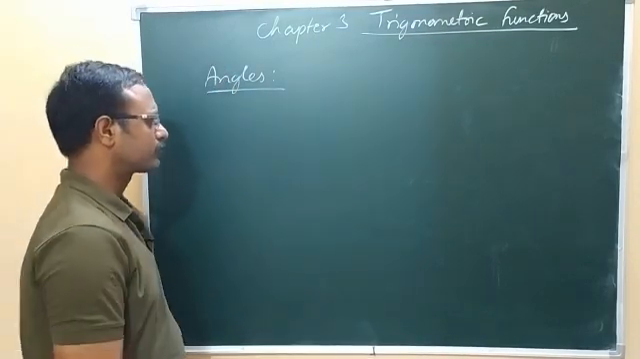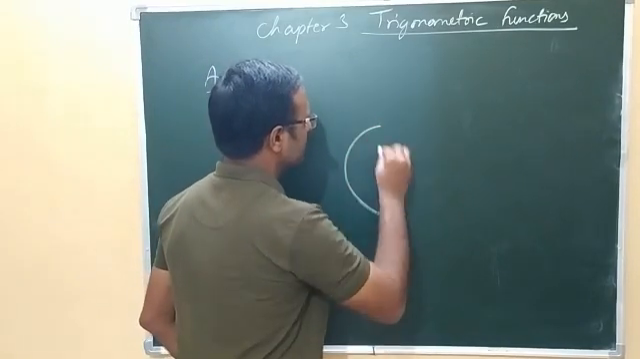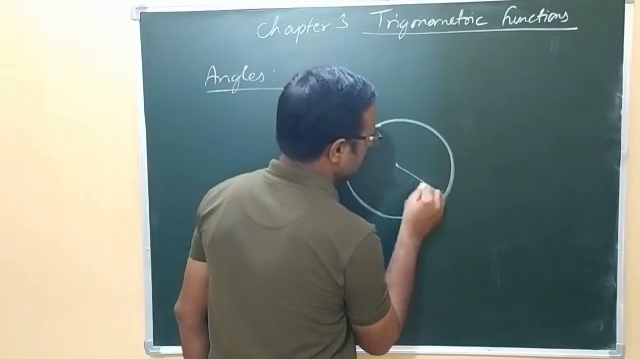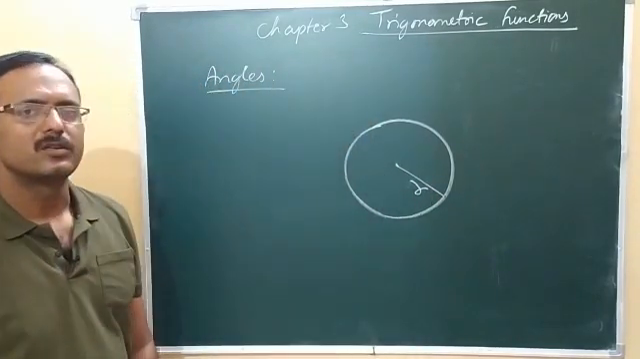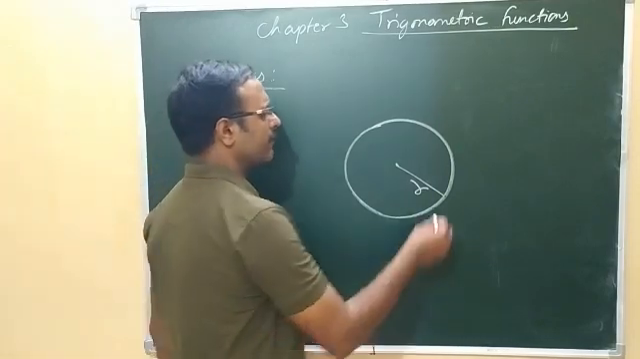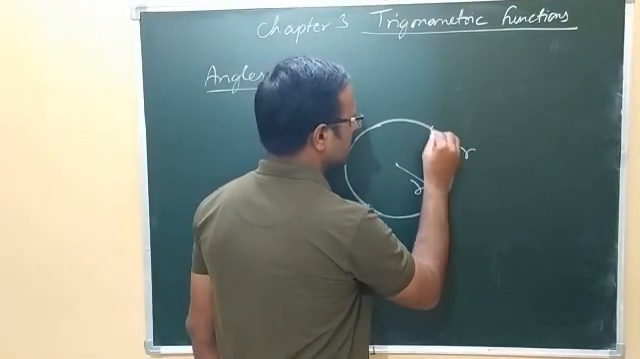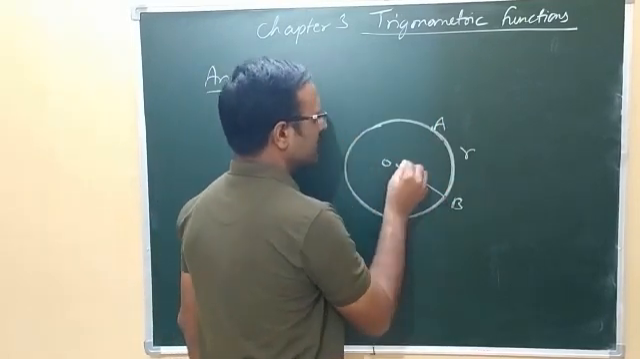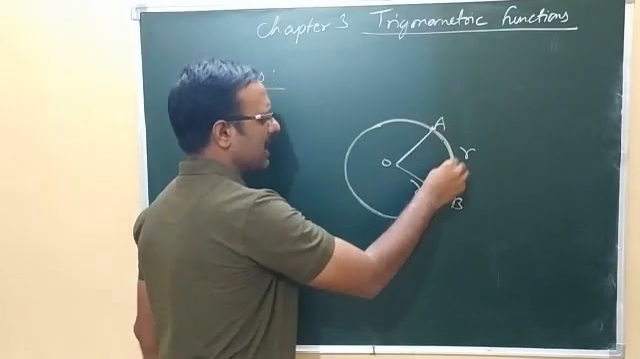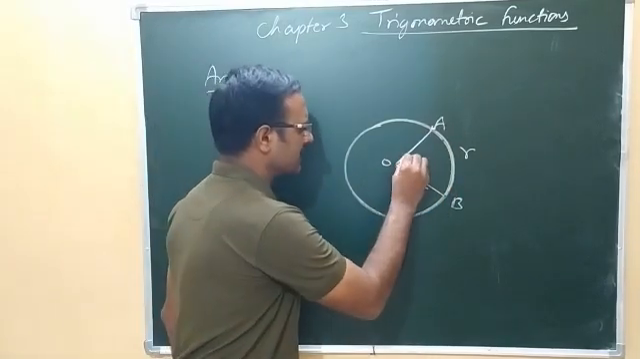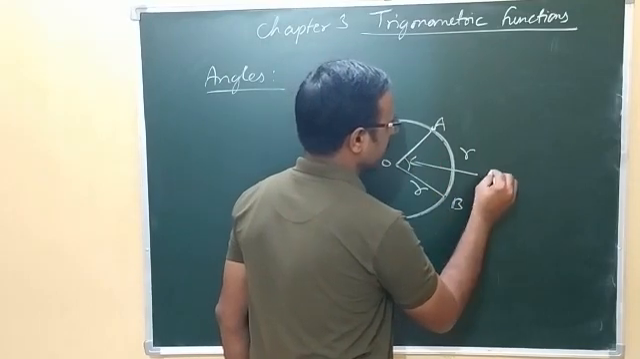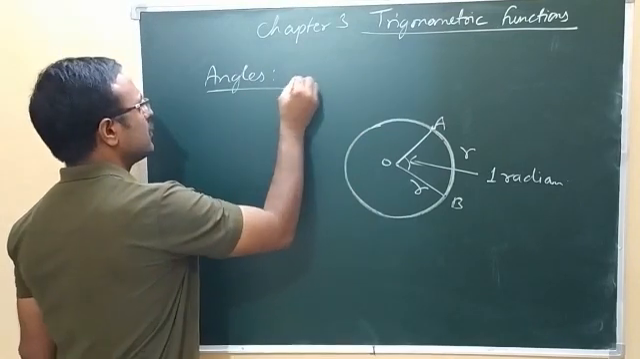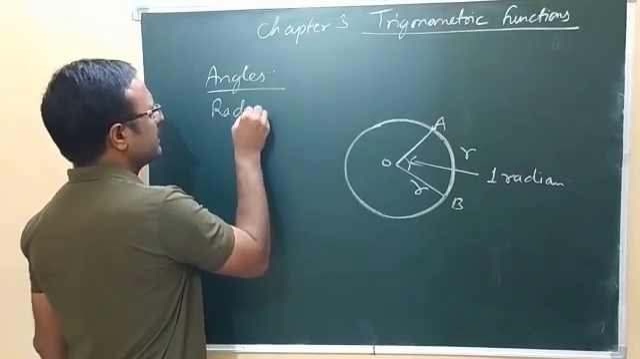So see here, suppose there is a circle whose radius is r, and if we take an arc of length r, then the angle subtended by this arc AB at the center of the circle is equal to 1 radian. Okay, so the radian is a kind of measurement.